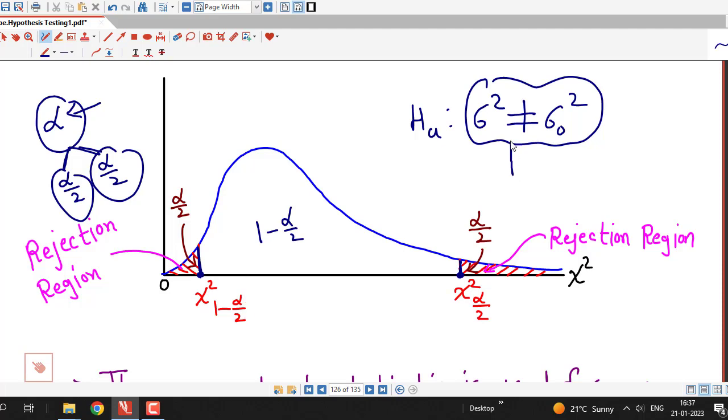And if we have a two-sided alternative hypothesis, then we will reject the null hypothesis if the calculated value of the test statistic is to the right side of this critical value, that is, chi-square is greater than chi-square alpha by 2, or if the calculated value of the test statistic is to the left side of this critical value, chi-square 1 minus alpha by 2. And the degrees of freedom for finding critical values will be sample size minus 1.